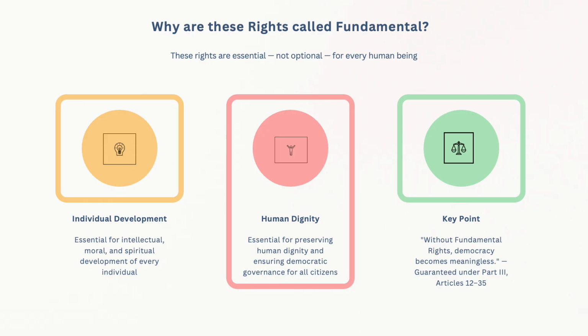Right to live is a natural right. Fundamental rights are called fundamental because these rights are essential, not optional. You cannot live without these rights. You look at individual development. Fundamental rights are called fundamental because they encourage individual development. They guarantee individual development. They are essential for the intellectual, moral, spiritual development of every individual. And they also protect our dignity as human beings.